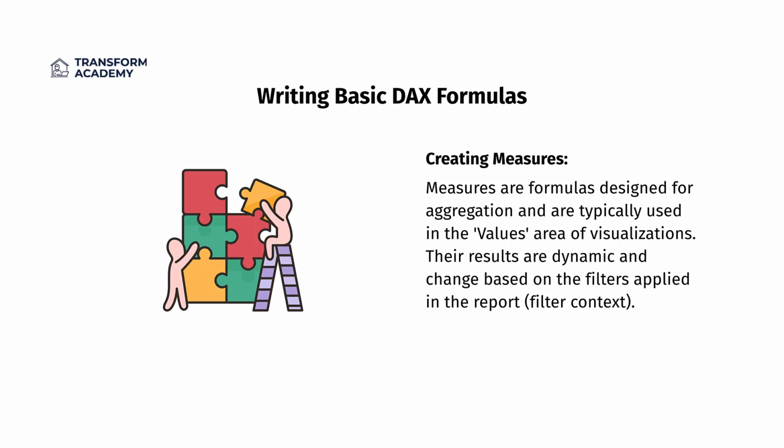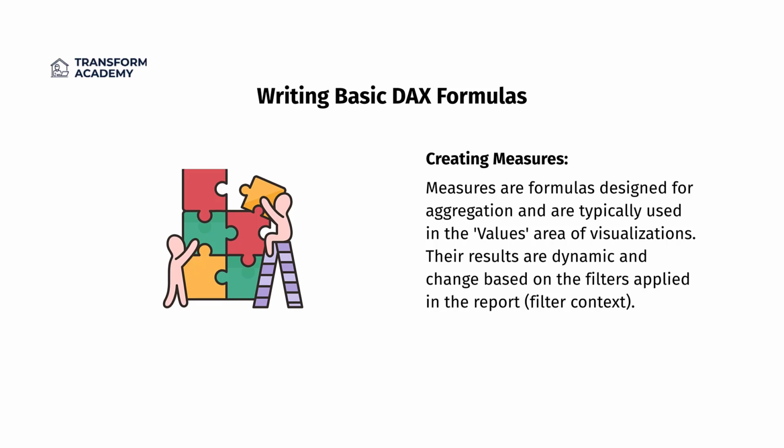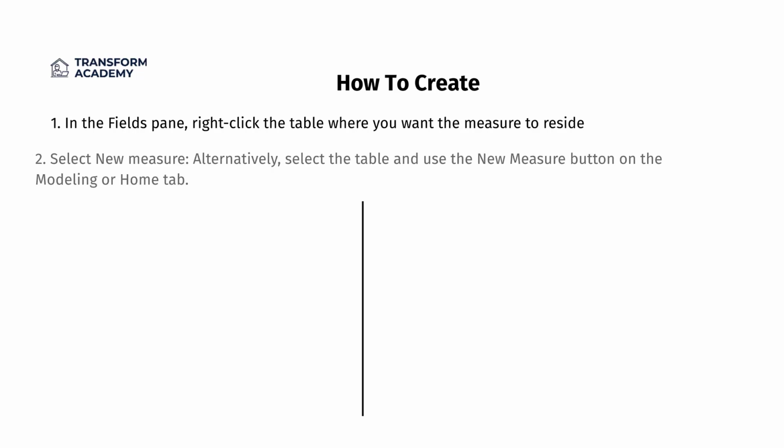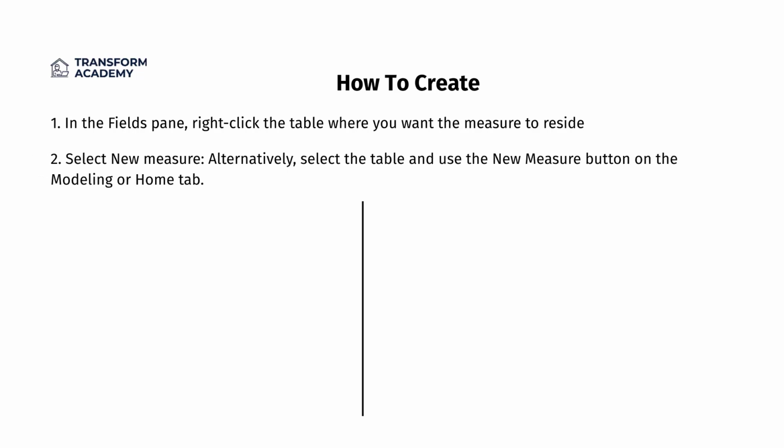How to create measures. In the Fields pane, right-click the table where you want the measure to reside, usually the table containing the main data being aggregated. Select New measure. Alternatively, select the table and use the New measure button on the Modeling or Home tab. Basic aggregation functions. SUM adds all numbers in a column. Syntax. Example, Total Revenue equals SUM(Sales[Amount]).